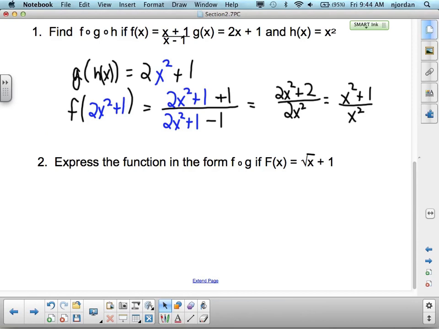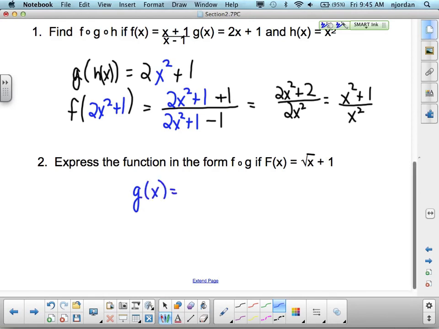Okay, how about this one? This is a working backwards one. Express the function in the form f of g, if the outermost function f of x equals root x plus 1. Once again, try to think about what you want to input in here. If I'm thinking that my g function is what I'm inputting, I can make that root x. And then my f function on the outside would just be x plus 1.